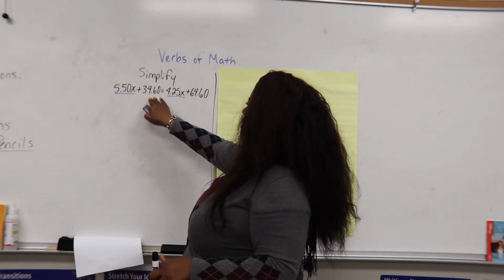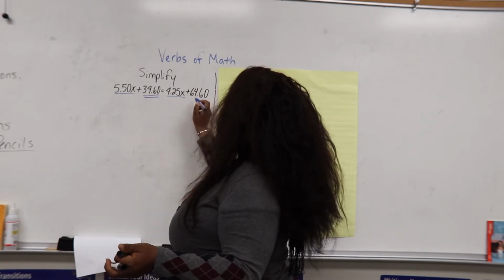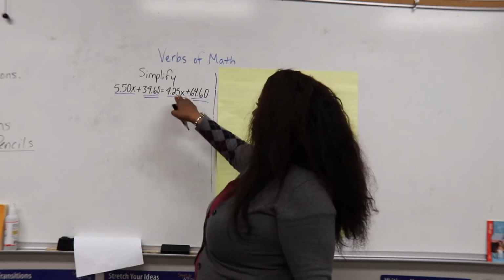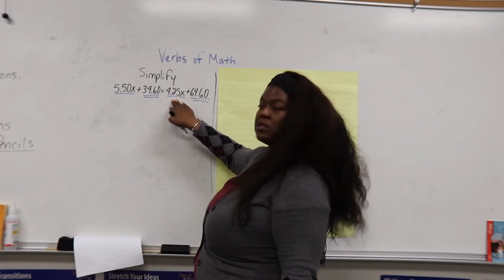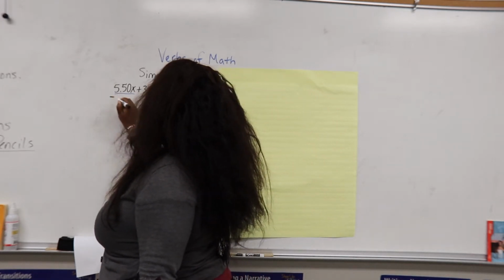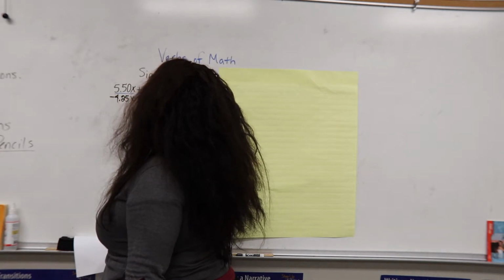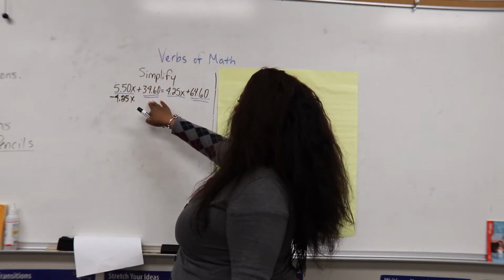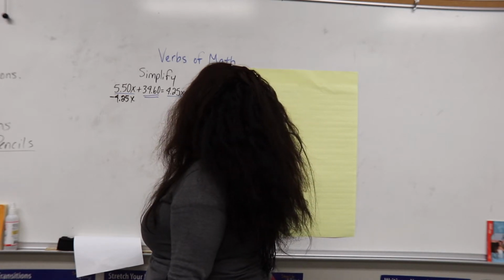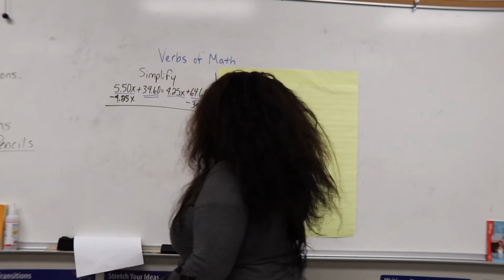Then we have a number by itself and a number by itself. So we're going to combine those together. Let's get started. This is a positive on the right side of the equal sign, so I'll bring it over here as a negative. This is a positive on the left side of the equal sign, so I'll bring it over here as a negative. All right, let's get to the math.